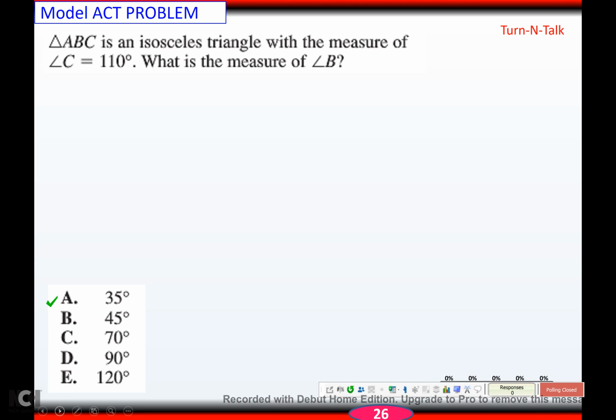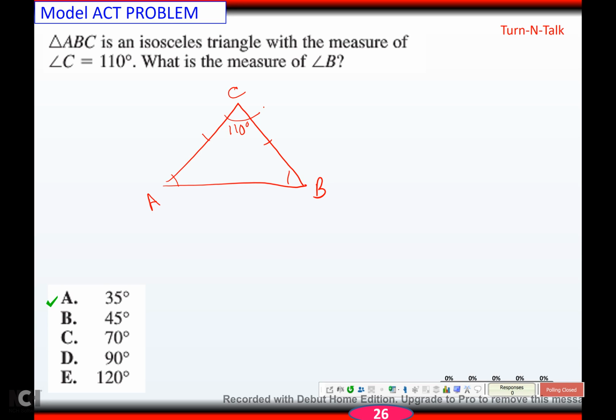All right, it says triangle ABC is an isosceles triangle, which means your base angles are equal and so are the sides. So it says with a measure of angle C equal to 110. So the obtuse one is 110 degrees. What is the measure of angle B?